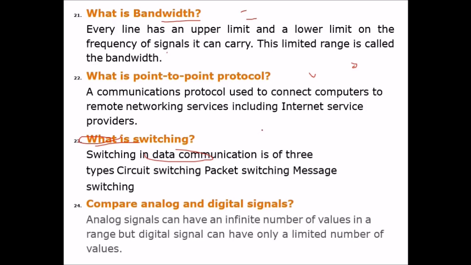Compare analog and digital signals. Analog signals can have an infinite number of values in a range, but digital signals can have just a limited number of values. We call them levels, like 0 or 1. And if you have 4 levels, it will be 00, 01, 10, 11. So this is the digital signal. But in analog, you have a whole bunch of signal values; you can take an infinite number from them.